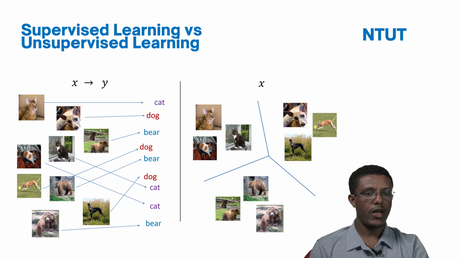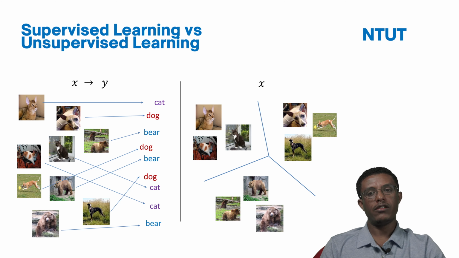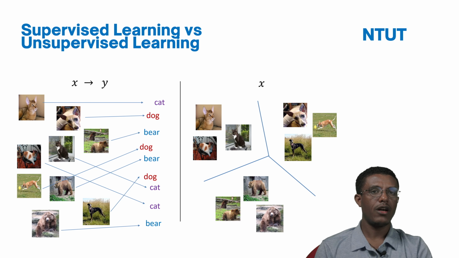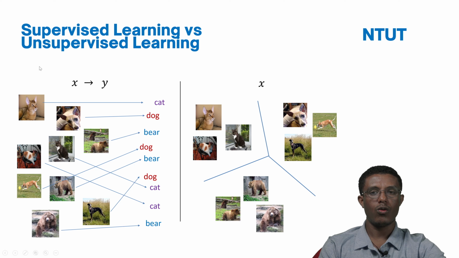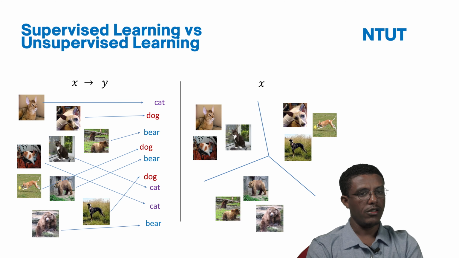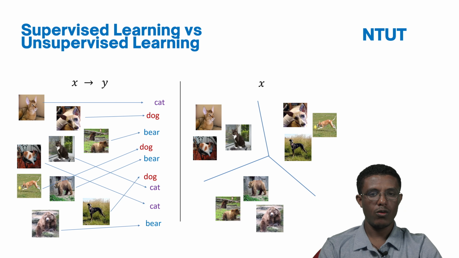So if our target is just grouping or clustering similar data together, we can select unsupervised learning. If our goal is to identify specific outputs, we can pick supervised learning. That is why it depends on the nature of the data and our goal. This is the main contribution.